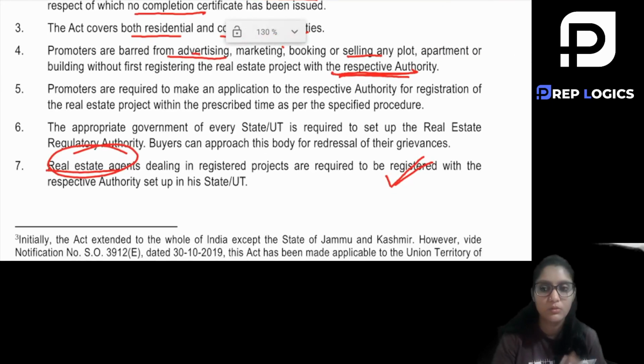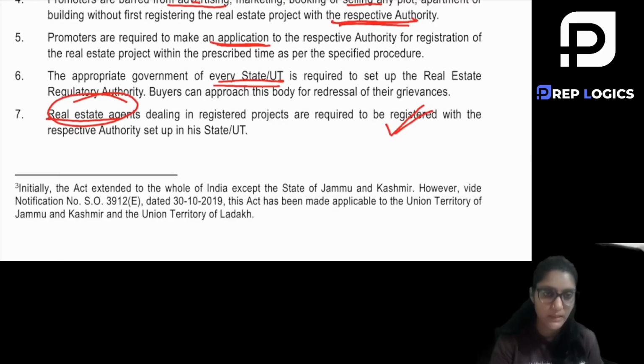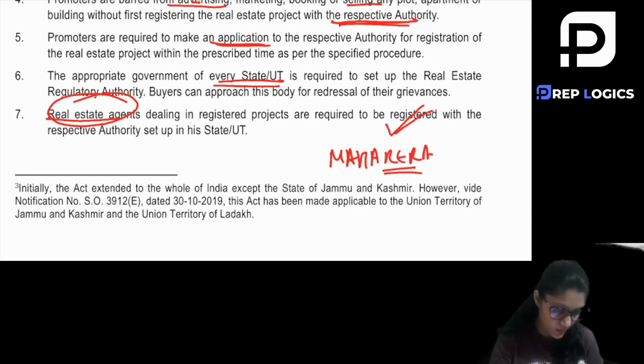So he cannot do the advertisement, selling and booking of the project until and unless he has registered with the authority. For registration he needs to make an application. Now this authority has been made state and UT wise. That is, for every state and UT there is a different authority. Suppose Maharera is the RERA authority for Maharashtra. Similar to that, there will be a RERA authority for Rajasthan, for Tamil Nadu and so on.